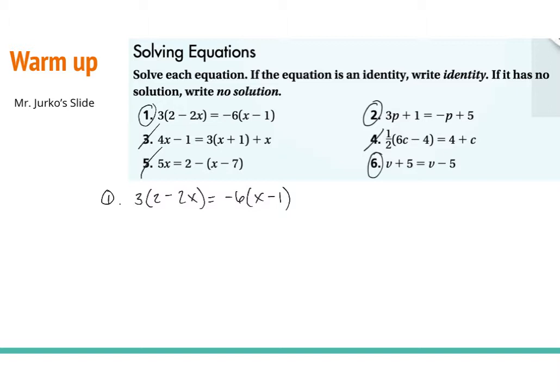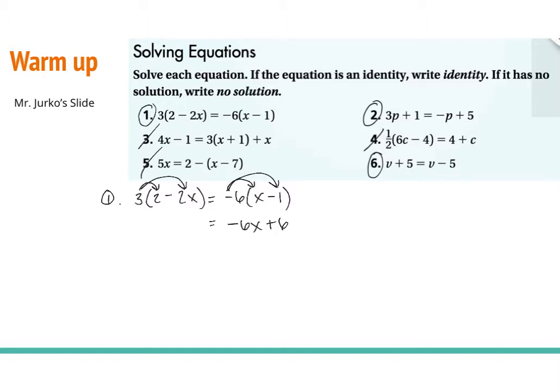Okay, so you distributed both the 3 and the negative 6, right? Is that what you said or no? Okay, so you distributed the negative 6, and you said you got what? Negative 6x, and then you said plus 6? Good, plus 6. Excellent. It's plus 6 because a negative 6 times a negative 1 is positive, okay?